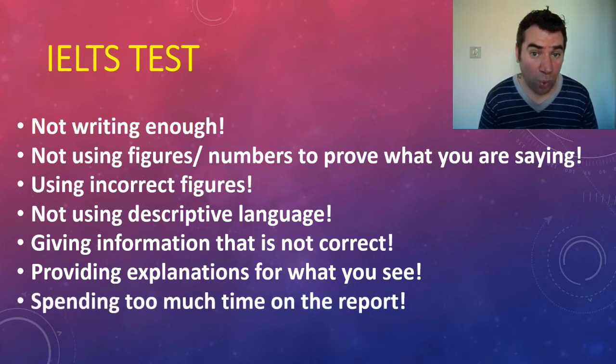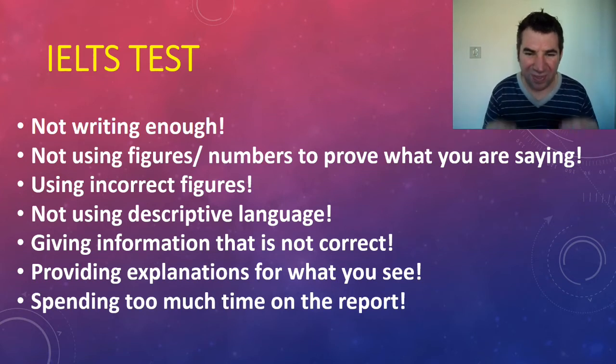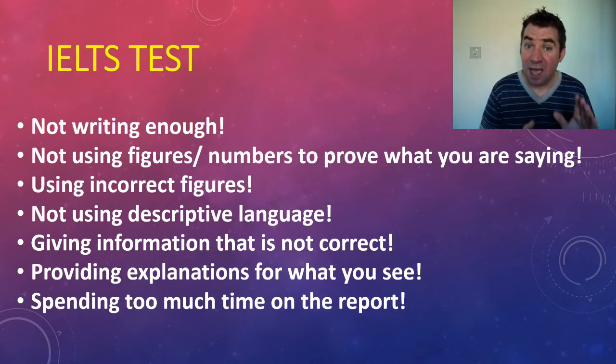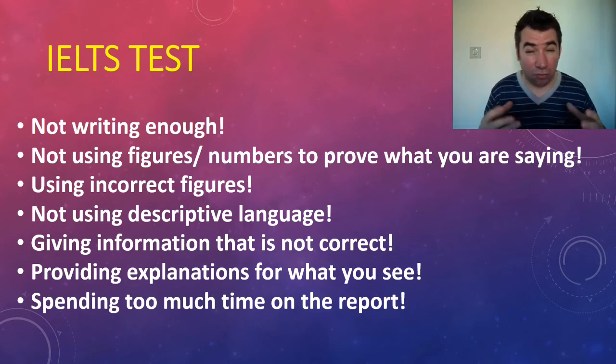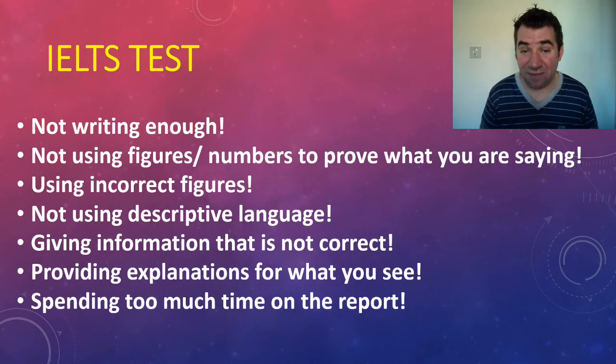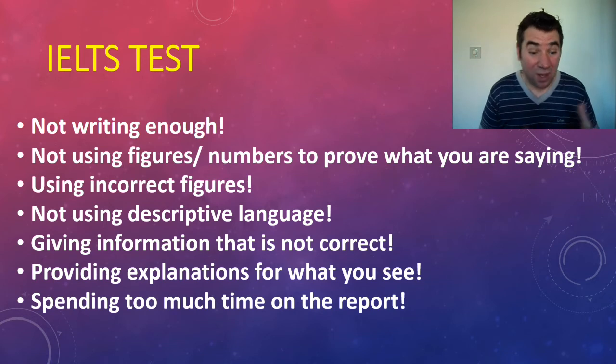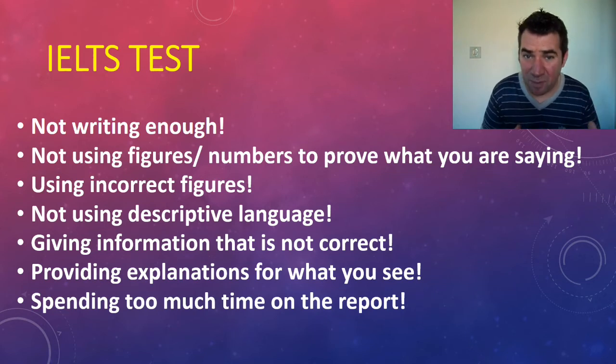Spending too much time on the report. Now this is a big no-no, mainly because the report is 40% of your mark. The essay is 60% of your mark. So the essay is more important. And again, remember, they ask you to write 150 words. So they're telling you that you should be able to write a good answer in around 150 words, not 300. If you're writing 300 words for your report, it's a little excessive. Number one, you're writing way too much, so you're probably spending far too much time on this part, which is not a good idea. Also, maybe you are explaining things that you see or giving incorrect information.